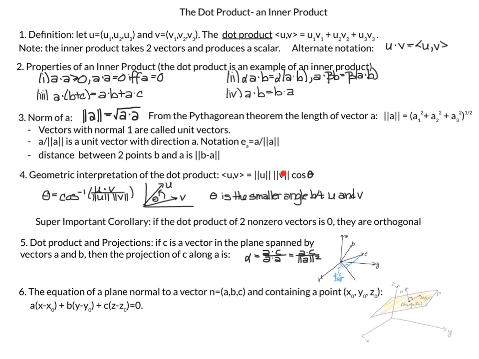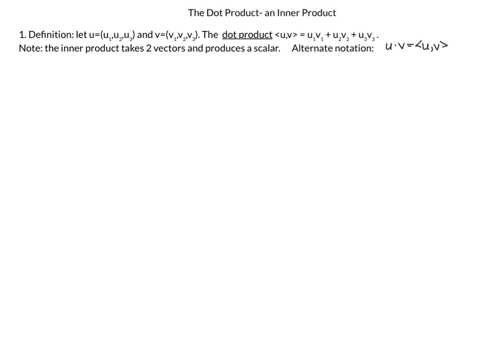So now that I've given you a quick overview, we'll go through each topic in detail with more examples. We'll start with the definition of the dot product. If we have a vector u with components u1, u2, u3, and a vector v with components v1, v2, v3, then the dot product is simply the sum of the component by component multiplication.